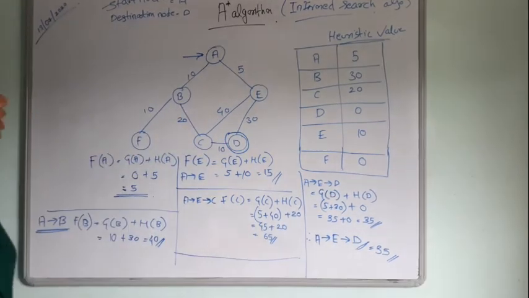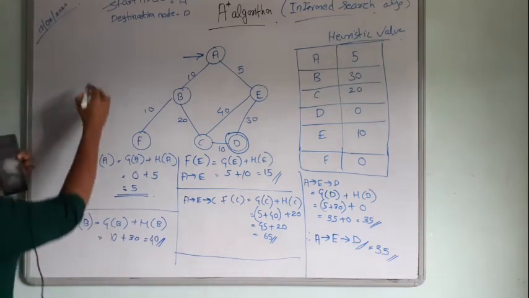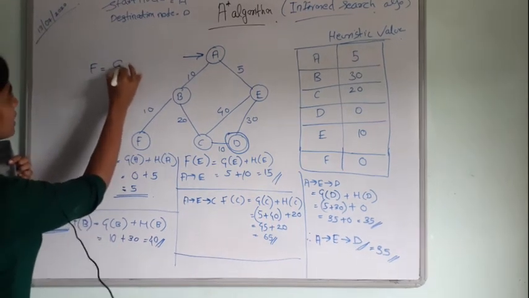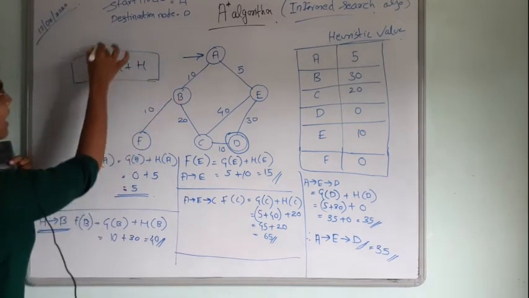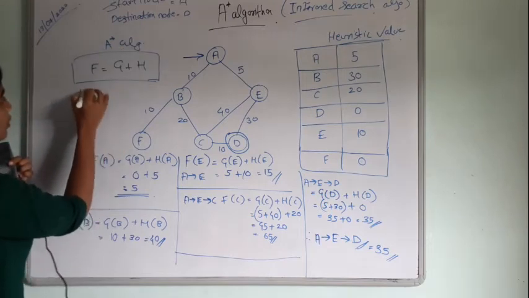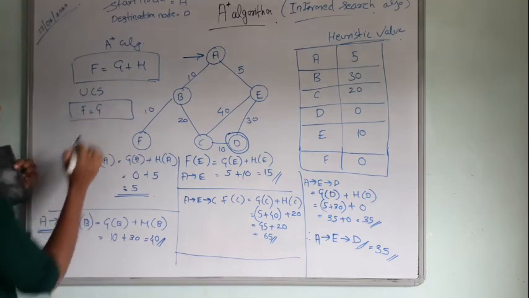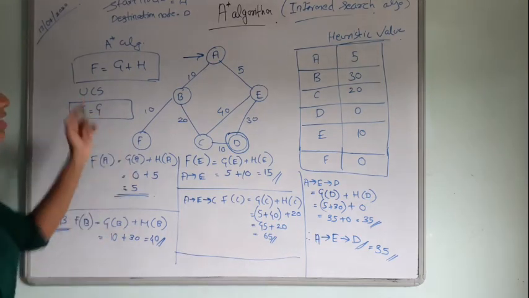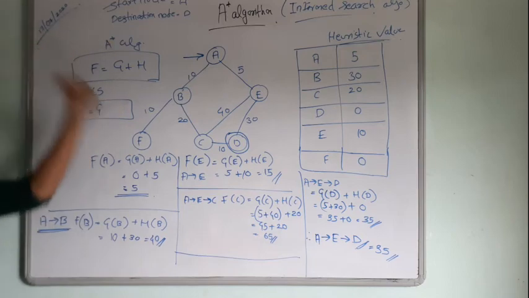So this is the example of the A star algorithm. Here we see the formula we are using is F is equal to G plus H. This is the formula of the A star algorithm. And the uniform cost search formula is F is equal to G. It doesn't use the heuristic function. That's the difference between uniform cost search and the A star algorithm.